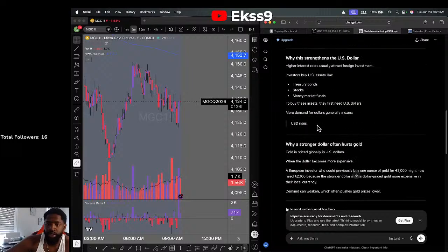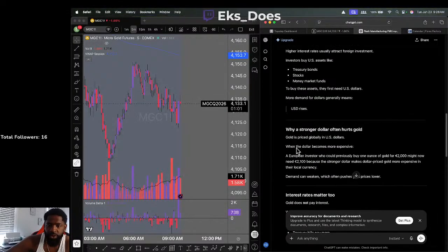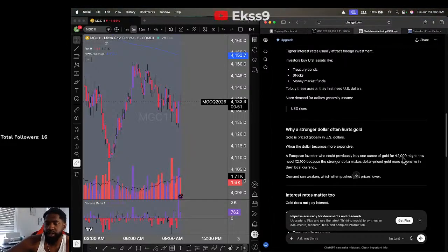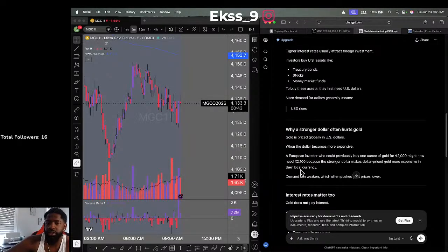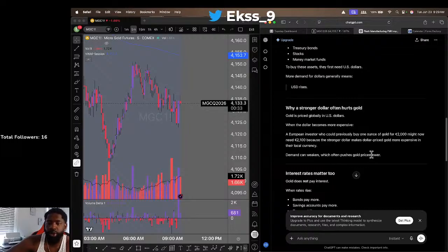Let me make sure I'm reading this correctly. So that means the US dollar rises, and when the US dollar becomes more expensive, it's more expensive for a European investor, someone who doesn't have United States currency. So it's more expensive now for a European investor who could previously buy 1 ounce of gold for 2,000 euros, who would now need to buy it at 2,100 because the dollar got stronger. So if the dollar gets stronger, that pushes gold prices lower.